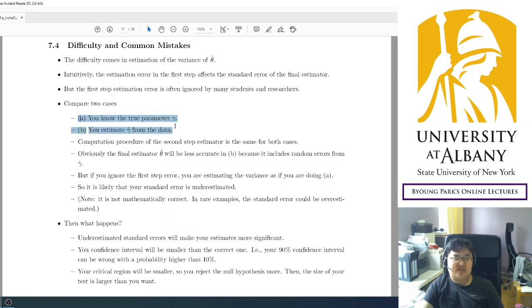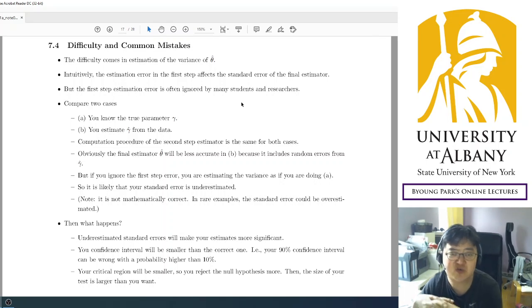So think about these two different cases. Suppose that you know the true value of the nuisance parameter gamma, versus the second case, you estimate gamma from the data in the first stage. The first case is usually called an infeasible method. You don't know the true parameter in reality, but just assume. Even though it is infeasible, we are going to consider this. If you know the true value of the nuisance parameter, you don't need to estimate that, and there is no error in gamma. Gamma is always correct.